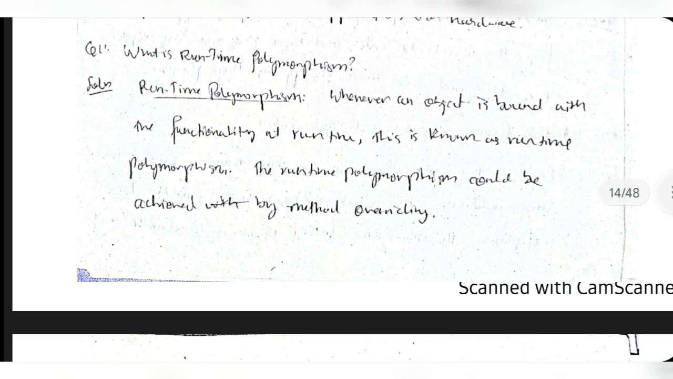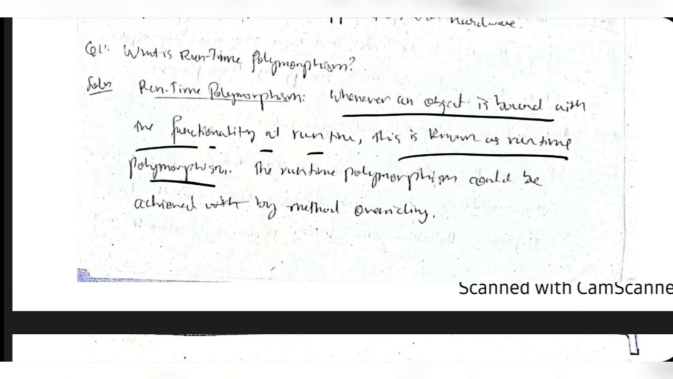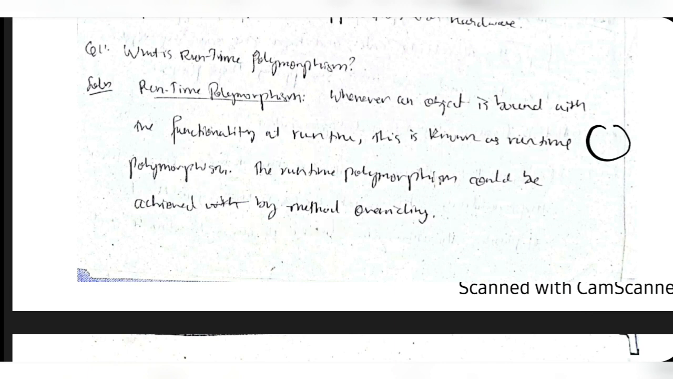What is runtime polymorphism? Whenever an object is bound with a functionality at runtime, this is known as runtime polymorphism. Runtime polymorphism can be achieved by method overriding. In method overriding, from the parent class to the child class, we are customizing it, right? The customized form is known as method overriding.